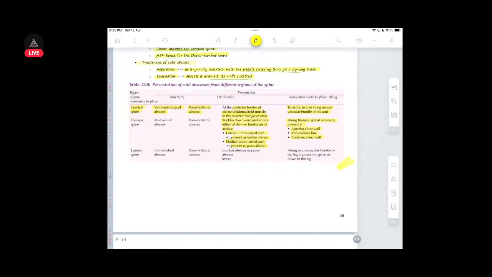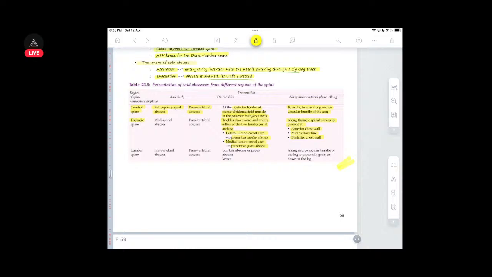Okay. So, the cervical spine: there will be a retropharyngeal abscess and a paravertebral abscess anteriorly. On the sides, you can find cold abscess formation at the posterior border of the sternocleidomastoid in the posterior triangle of the neck. Along the musculofascial plane, it can go to the axilla and arm along the neurovascular bundle.